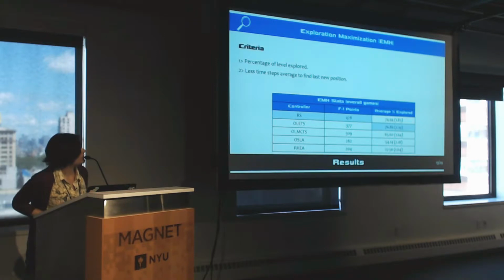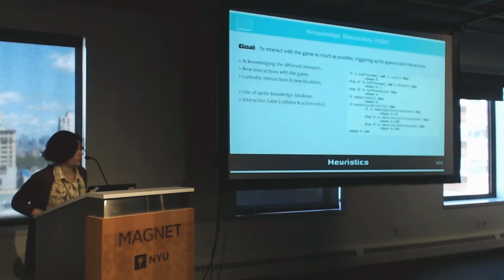So in this case, random search is the agent that performed better, even when in the stats we can show that OLETS has a slightly higher average of percentage explored over all the games, but it is not that different. So, I'm going to go to this one.